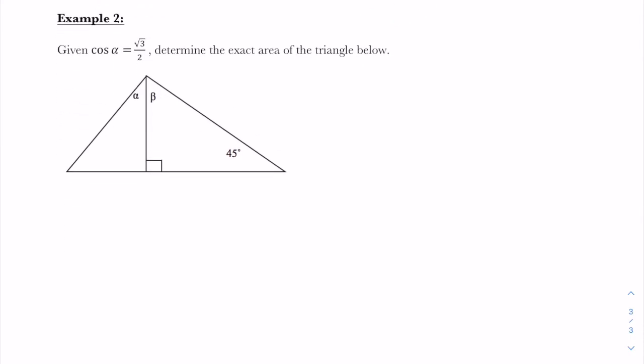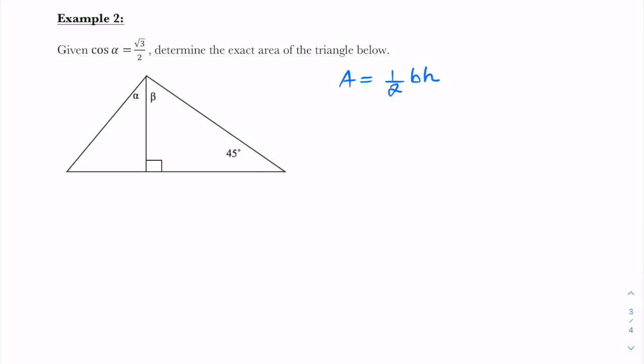Let's try an application question. Here we're given a triangle, a lot of it is unknown, but we're told that the cosine of angle alpha is exactly the square root of 3 divided by 2. And we want to determine the exact area of the triangle below. Well, first off, recall, area is base times height divided by 2, or 1/2 the base multiplied by the height.